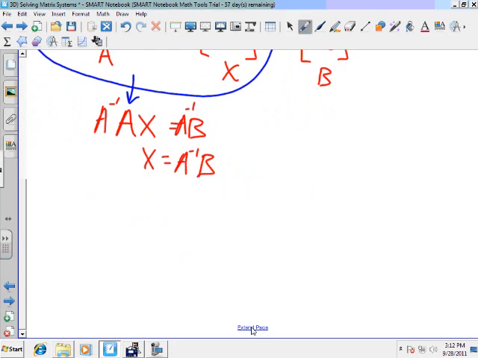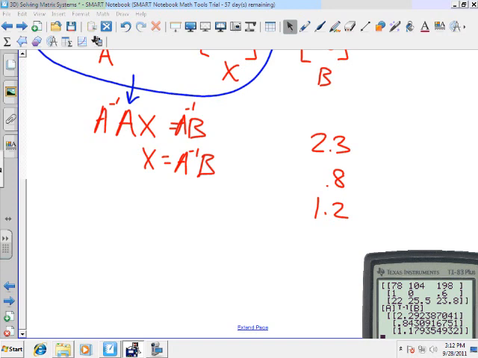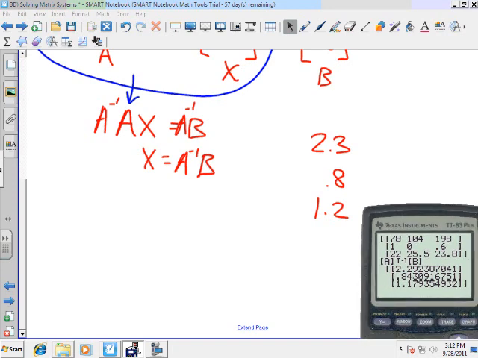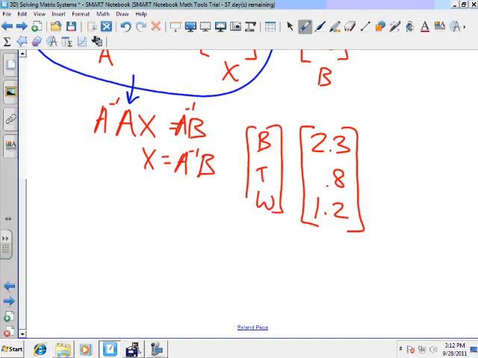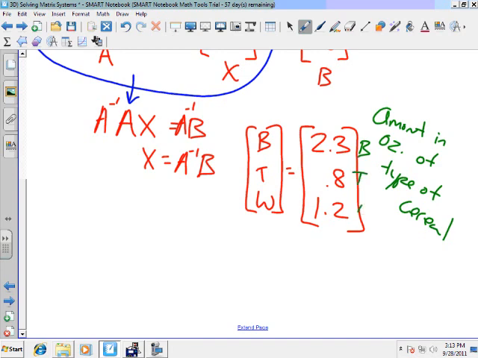So I believe our numbers were 2.3, 0.8, and 1.2. I'm just going to pull it back up to make sure I'm somewhat correct. And it looks pretty good. So these are the answers to the matrix of B T W. And again, we want to put a label on this. So that's this raw data, and this is the amount in ounces of the types of cereal. So that way I know what this data means. And again, this is the bran, the toasted oats, and the whole wheat.